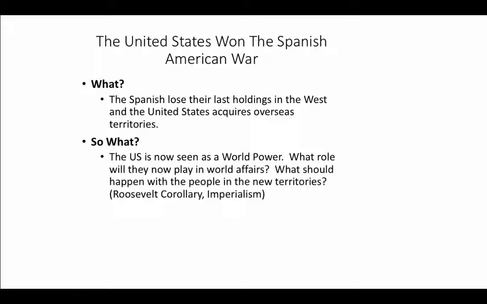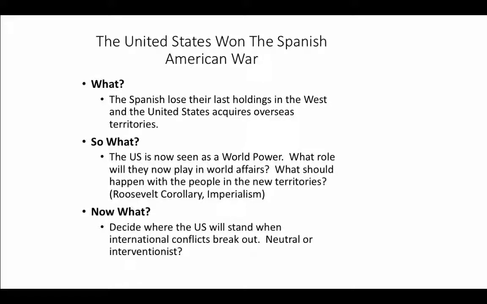And the now what is basically saying, okay, from here on out, or really, this is a theme in U.S. history in general: is the United States going to be neutral, or are they going to be interventionists? Are they going to be in people's business? Are they going to try and take over other places in this sort of imperialist world? So you've got to have that discussion, and you can talk about how students may favor one or the other. This is yet another way to break down a big turning point.